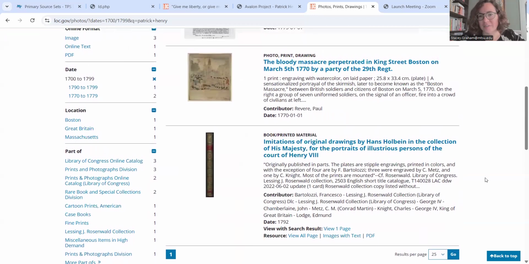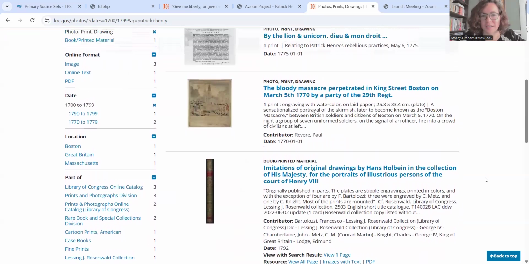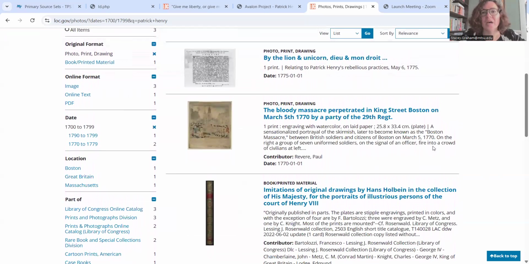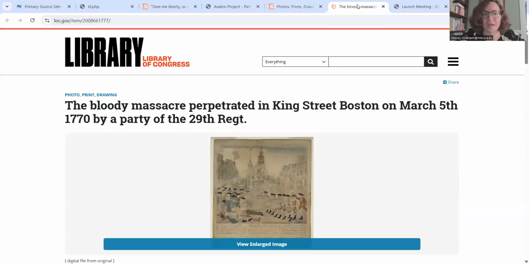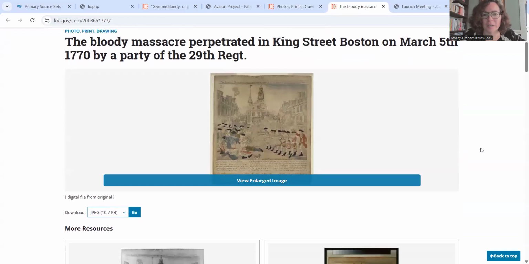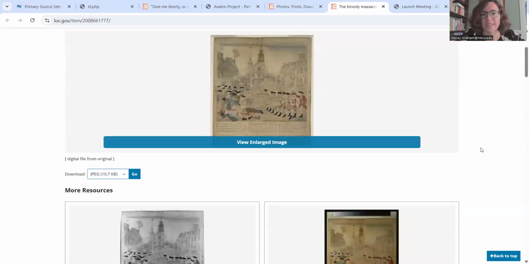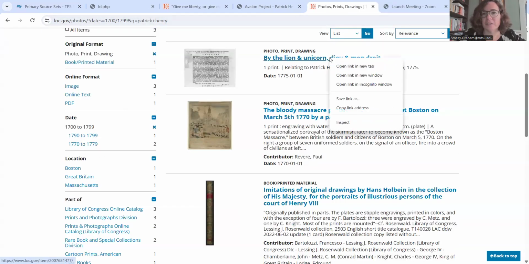All right, well, this third one is a strange hit, and I don't think it has anything to do with the Patrick Henry of American history. But of course, we have the famous print of the Boston Massacre, which happened 5 years before Henry's speech. So this just mentions Patrick Henry and is not necessarily an image of him. So let's look at the first one.